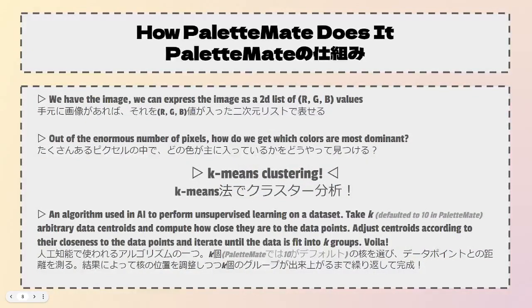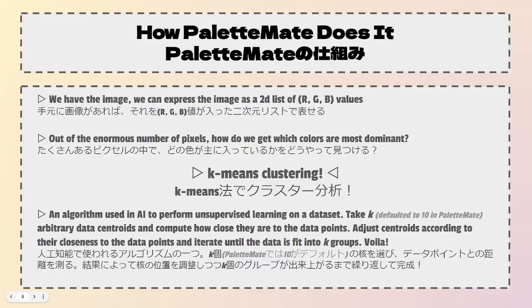So how does PaletteMate work? The first thing I did was to get the RGB values of the image as a 2D list, which is pretty easy to do. The real challenge with this project was getting the 10 dominant colors in the image. So I did a bit of research about how to do it, and I found the k-means clustering algorithm.